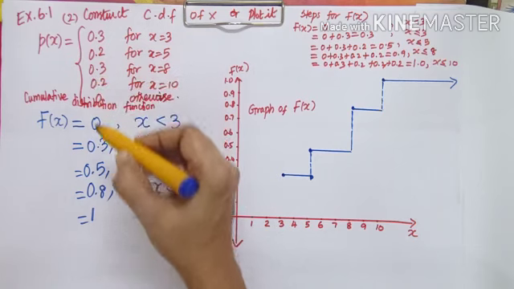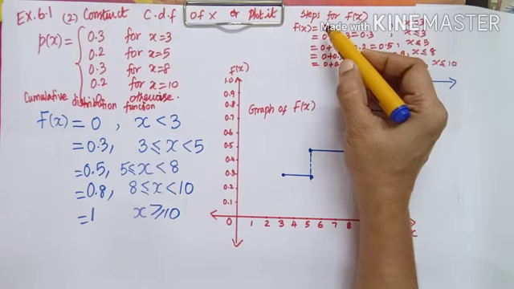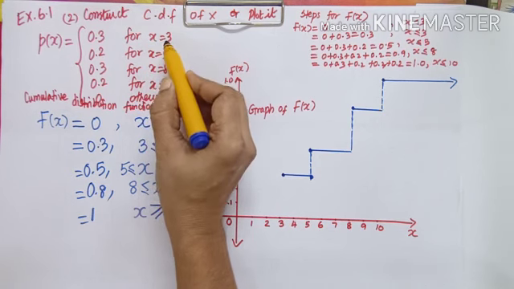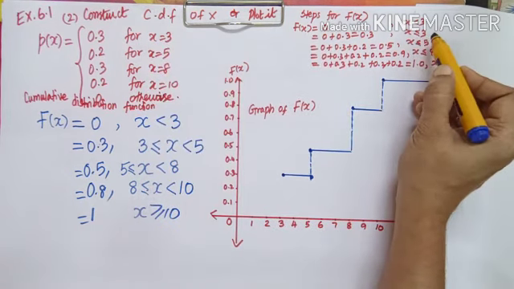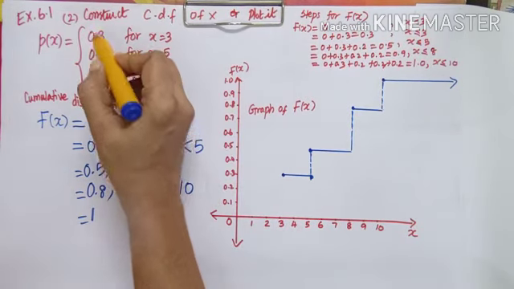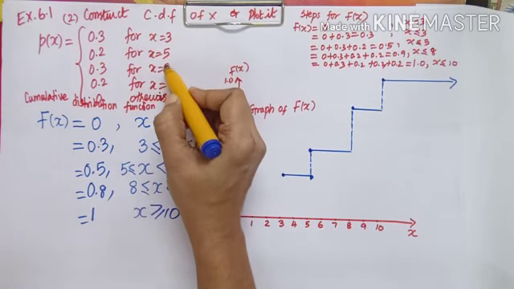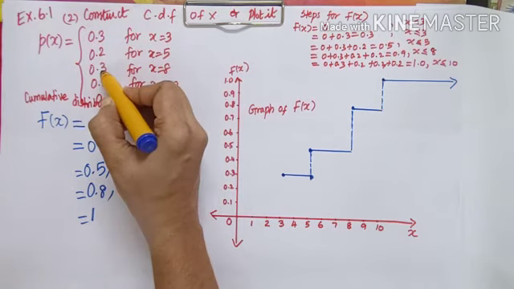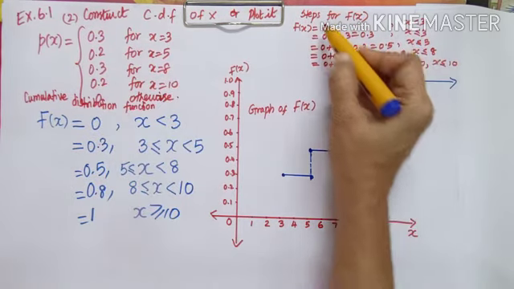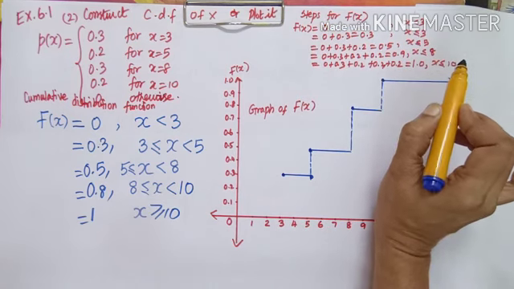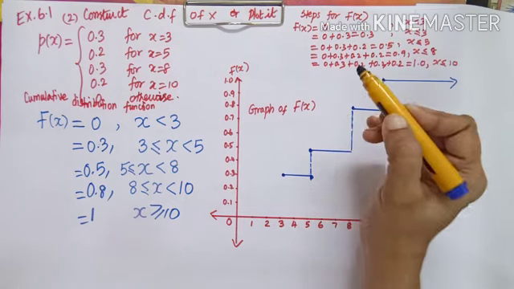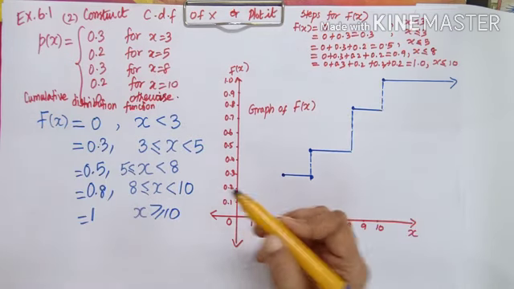We keep on adding. First number we take 0. When I put below 3, it is 0. 3 onwards, that is less than or equal to 3, my answer is 0.3. Less than or equal to 5, add the 2. And less than or equal to 8, add all the 3. Less than or equal to 10, add all the 4. This is our easy understanding for F of x. Keep on adding. The keep on adding only we call cumulative.